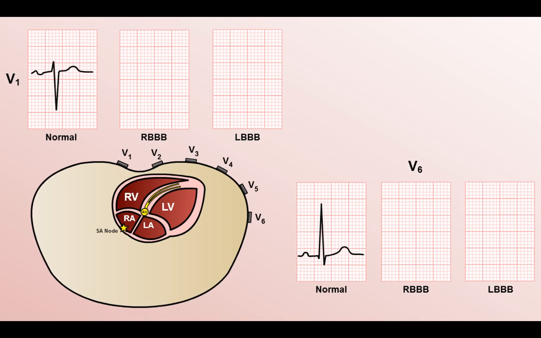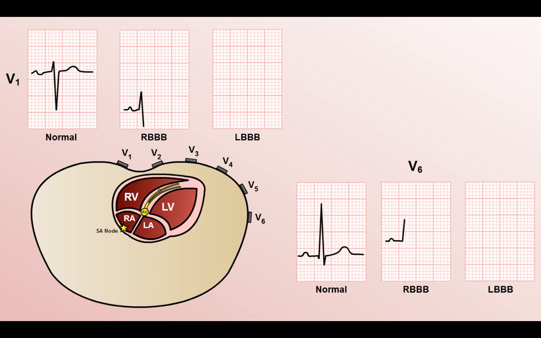In right bundle branch block, there is still first left to right depolarization, resulting in an initial positive deflection in V1. For reasons I cannot explain, V6 in right bundle branch block is often lacking the small Q wave. The next event is unilateral depolarization of just the left ventricle. This is directed towards V6 and away from V1.